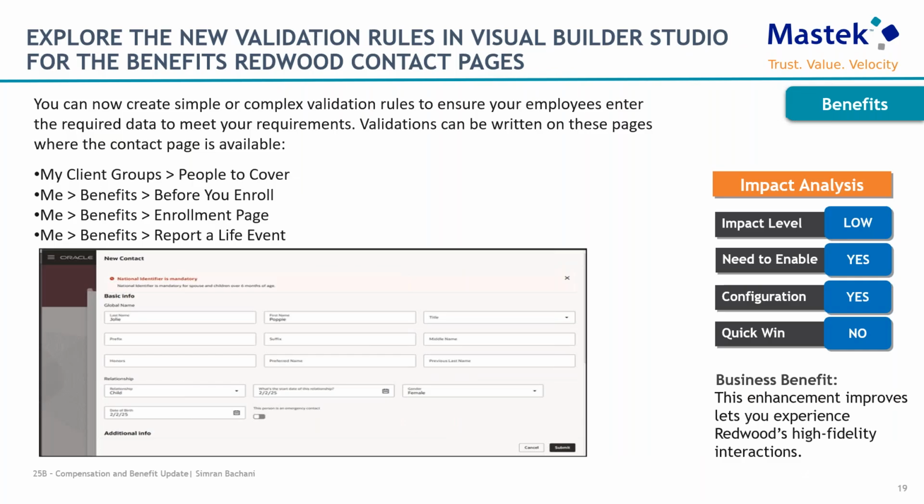Next is explore the new validation rules in Visual Builder Studio for the benefits Redwood contact pages. You can now personalize the Redwood benefits contact page using validation rules in Visual Builder Studio. These rules ensure employees enter required data correctly on pages like people to cover before you enroll, enrollment page, and report a live event page. This enhancement allows for both simple and complex validations, improving data accuracy within Redwood design.